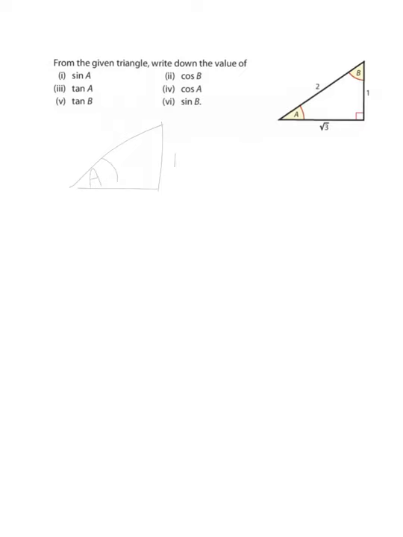So for A, 1 would be the opposite, the hypotenuse is 2, and the square root of 3 would be our adjacent. And then we're just going to label that. So that would be our opposite. 2, because it's opposite the right angle, would be our hypotenuse, and the square root of 3 would be our adjacent. Then I'm going to draw it out again for B.